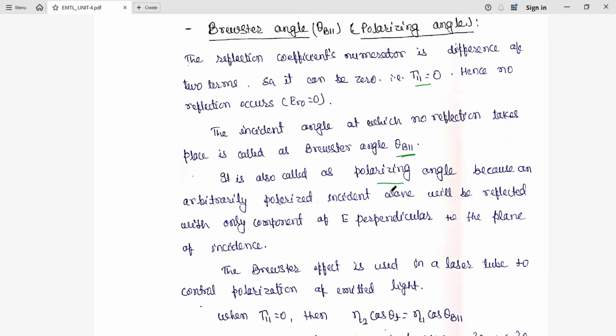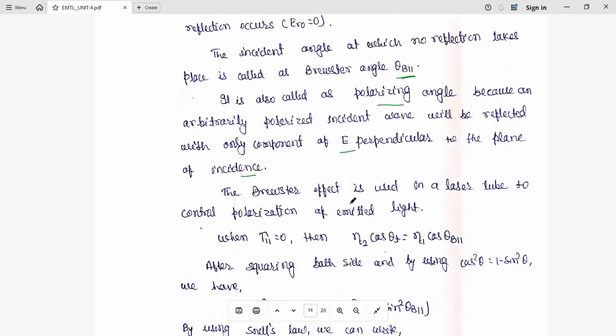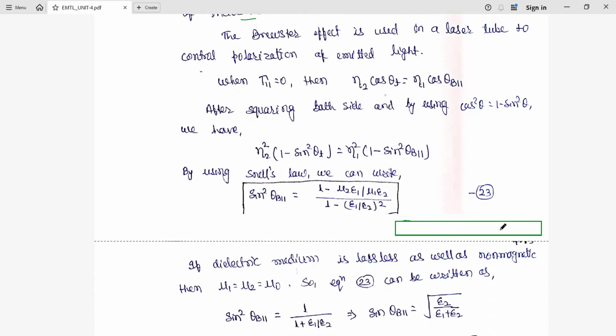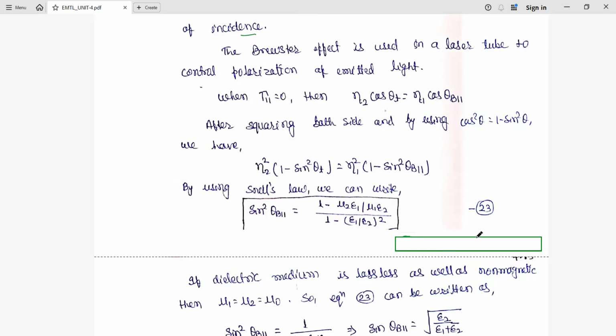Why is it called the polarizing angle? Since an arbitrarily polarized incident wave will be reflected with only the component of E perpendicular to the plane of incidence. Due to this Brewster effect, we utilize it in a laser tube to control the polarization of the emitted wave. What is a laser? It is light amplification by stimulated emission of radiation. So there we have use of the Brewster angle.